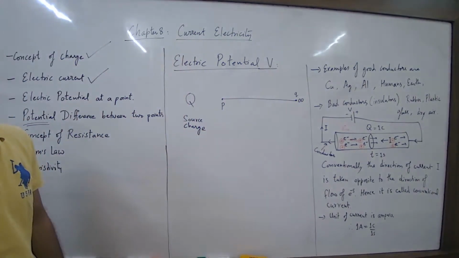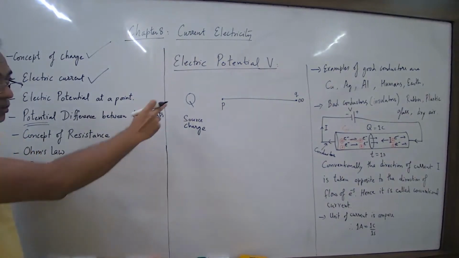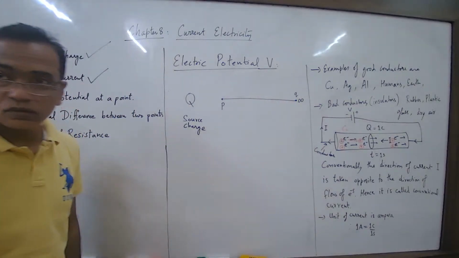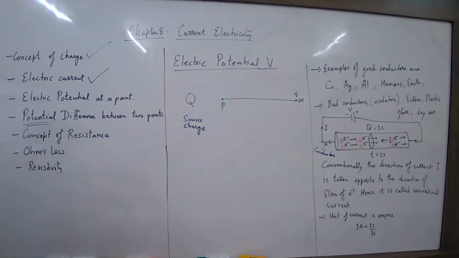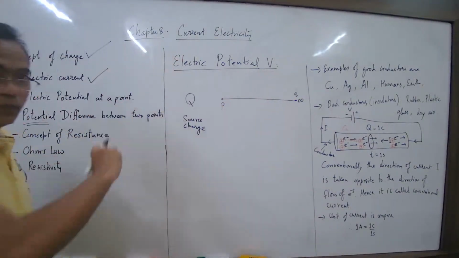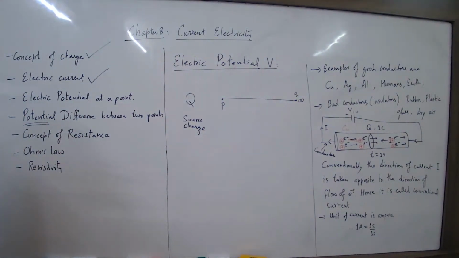This point is close to a positive charge. What kind of charge is Q? Positive charge. What kind of charge is small q? That is also a positive charge, but it's a small charge. So when I'm bringing a small positive charge near a bigger positive charge, will I have to do some work? No.